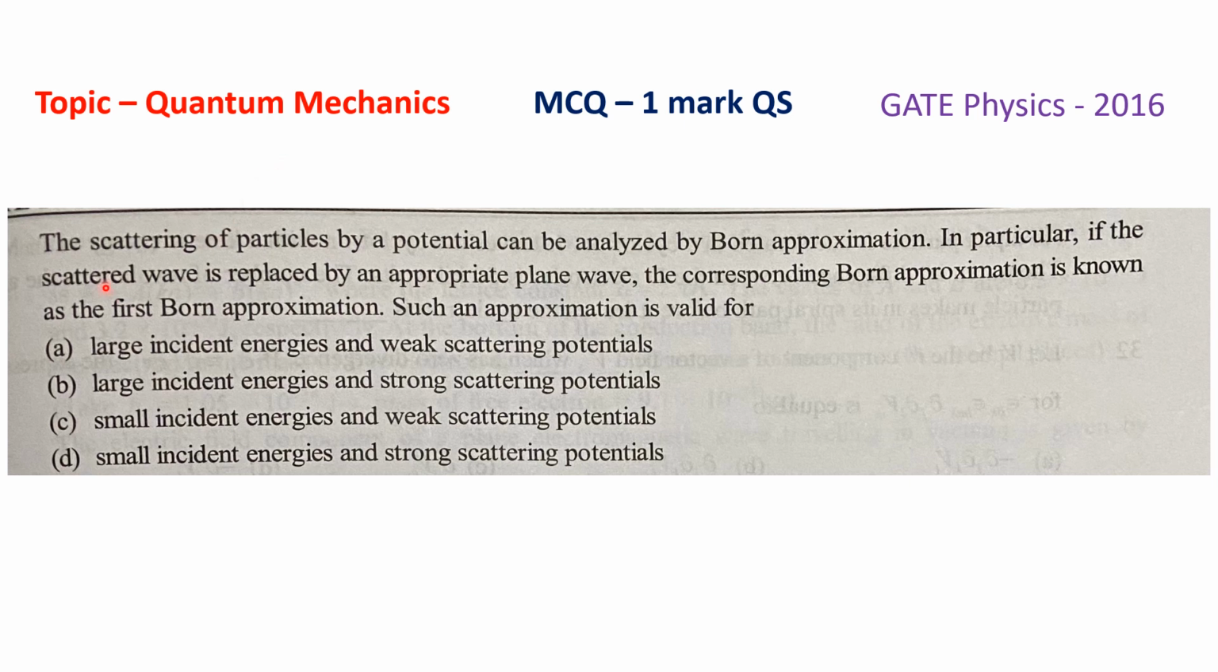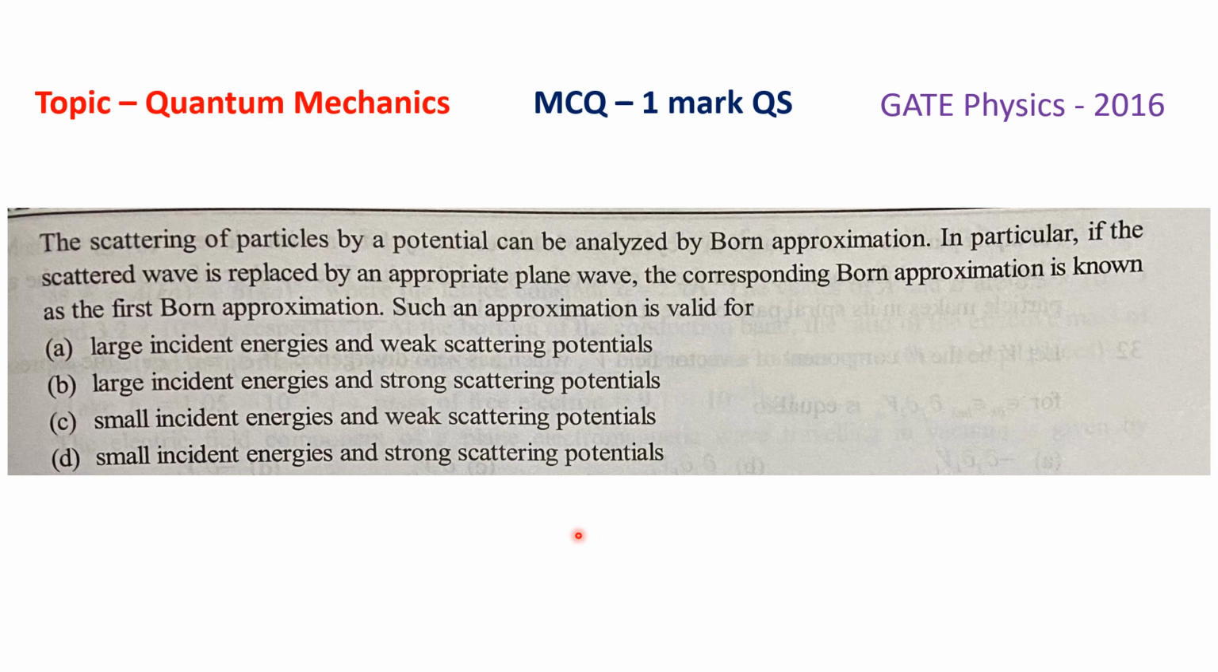The question is, the scattering of the particles by a potential can be analyzed by Born approximation. In particular, if the scattered wave is replaced by an appropriate plane wave, the corresponding Born approximation is known as the first Born approximation. Such an approximation is valid for option A, large incident energies and weak scattering potentials, option B, large incident energies and strong scattering potentials, option C, small incident energies and weak scattering potentials, and the last option, option D, small incident energies and strong scattering potentials. So let us see what is the correct option for this question.